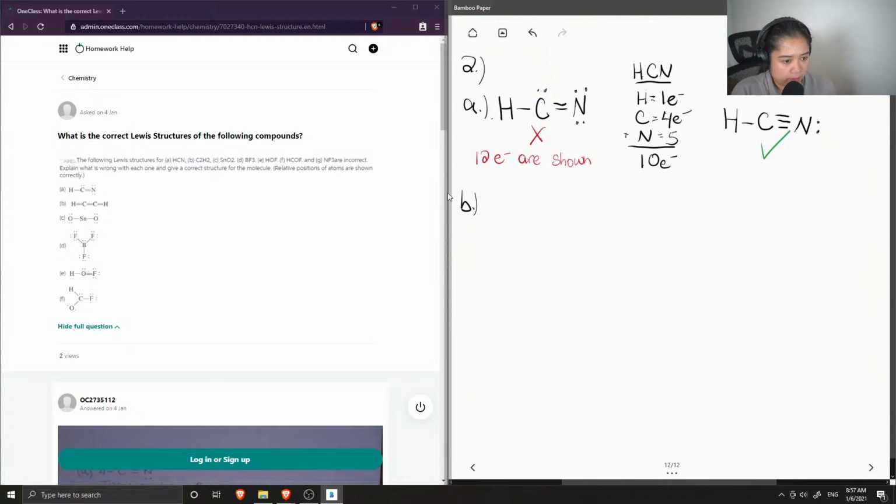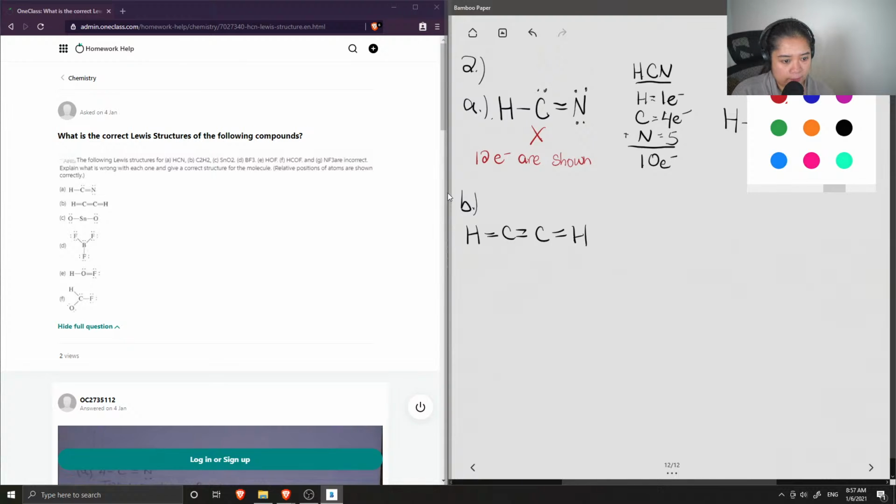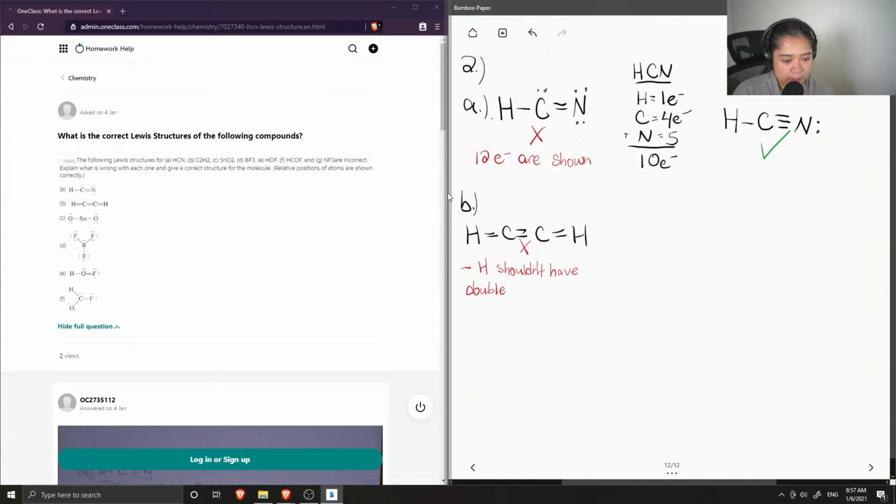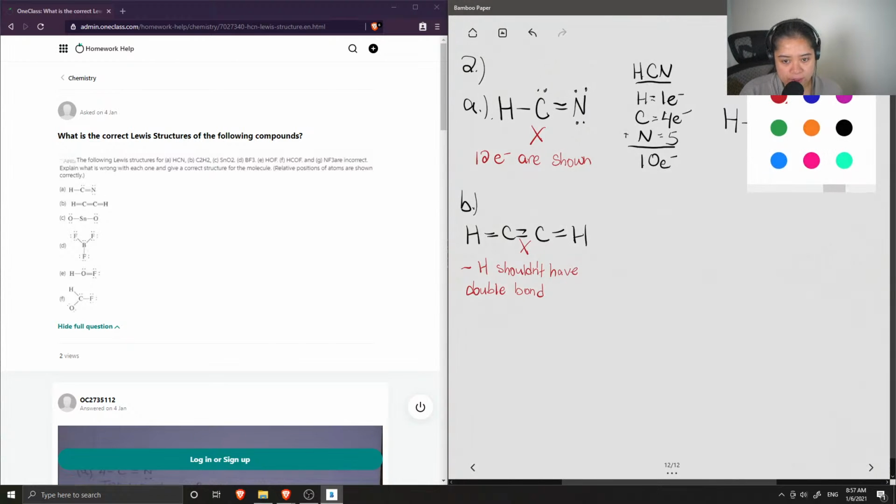Okay, so now let's check out what's wrong with the next molecule. Already looking at it, each hydrogen has a double bond. So I'll just say hydrogen shouldn't have double bonds. This is because it only has 1 electron available to share, so you'll never see hydrogen having a double bond.